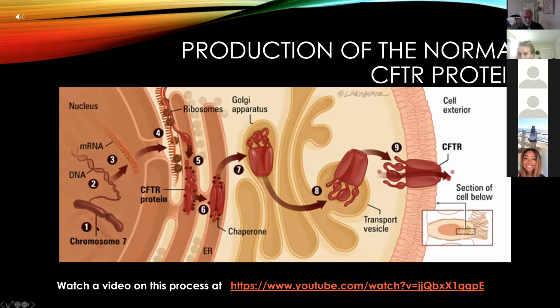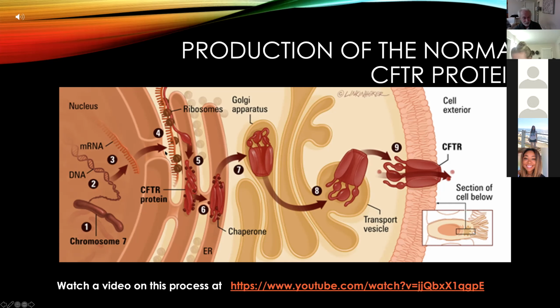let's go through the route that the CFTR protein travels on its way from being encoded in DNA in the nucleus until it finally ends up in the plasma membrane over here on the right. So it's encoded on chromosome 7, and it's transcribed and translated into mRNA. And remember, this all happens in the nucleus. But the mRNA can actually leave the nucleus through a pore.